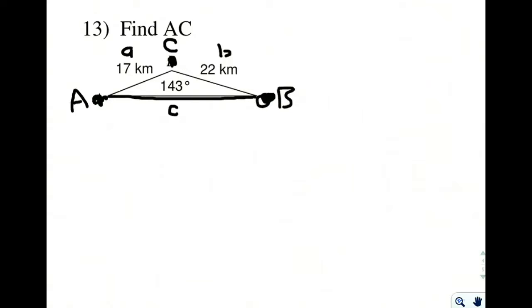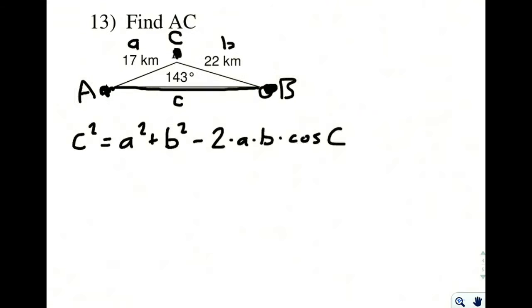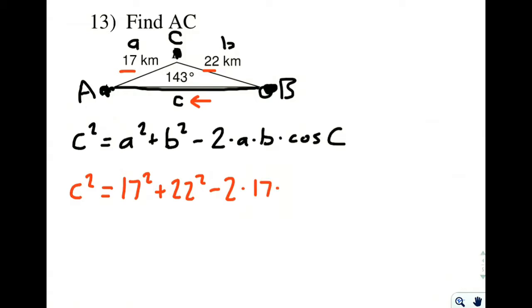And I'm going to set up my equation. I have the formula right here. Let's go ahead and start plugging things into it. We have side C right here, little c, and that is actually unknown. So we're going to leave that as c squared. Now going across, little a is 17. So 17 squared plus little b is 22 squared, minus 2 times 17 times 22 times cosine of my angle, 143.